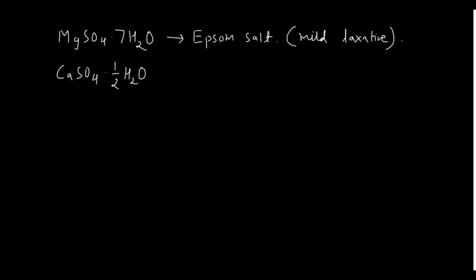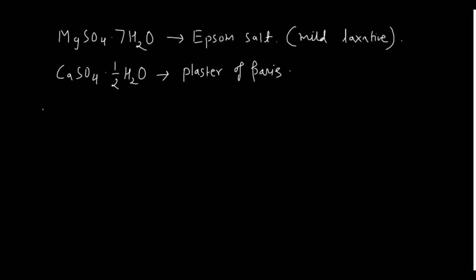If you remember, this is what? Plaster of Paris. Basically, this calcium sulfate is forming a hemihydrate. Hemihydrate means CaSO4·1/2H2O. And the brand name of this particular hemihydrate is plaster of Paris. This plaster of Paris is actually produced by the decomposition of your dihydrate.